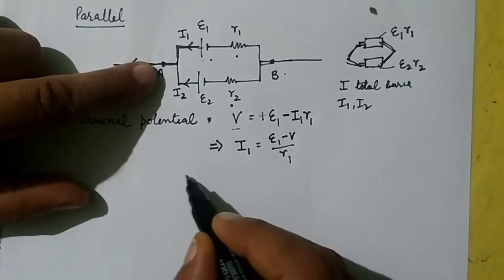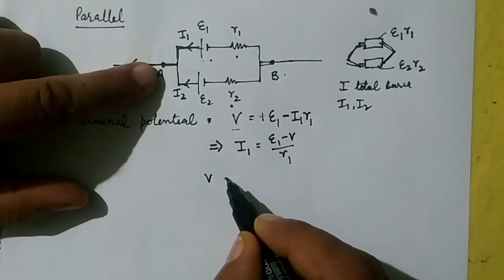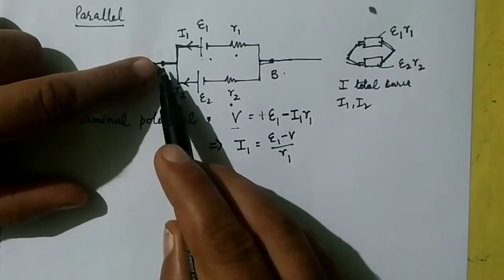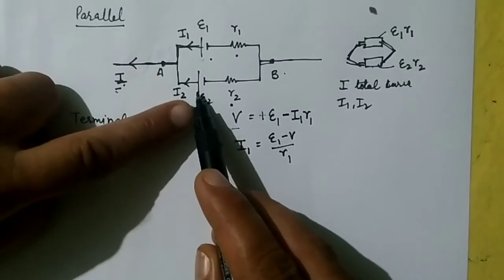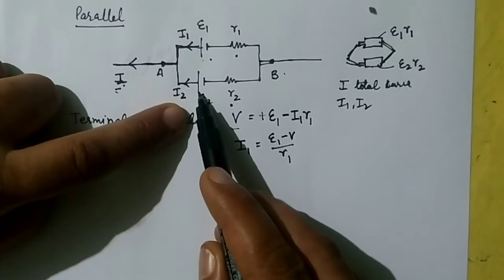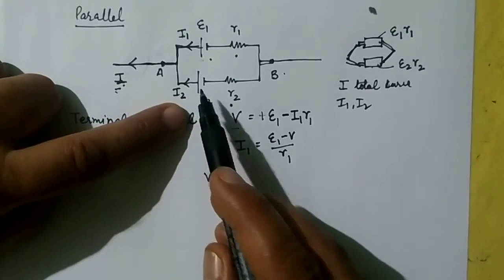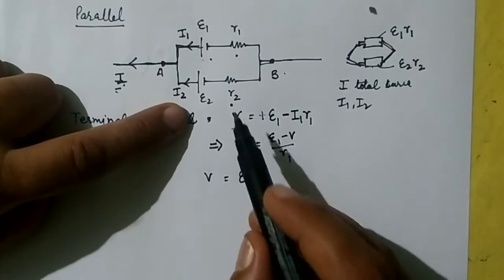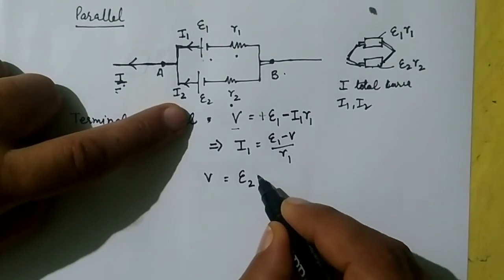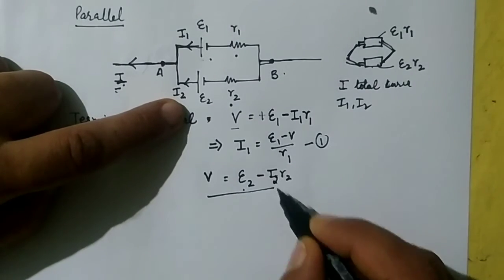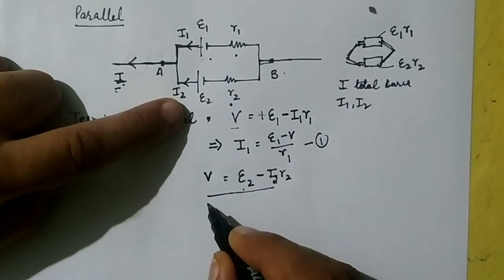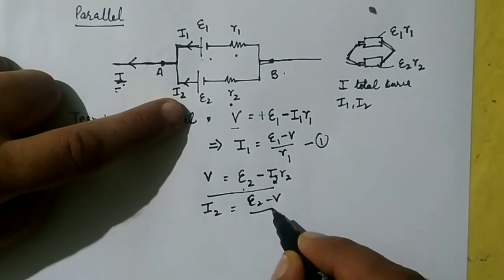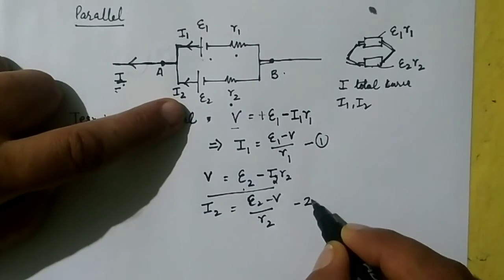Now calculate the terminal potential from the downward E2 section. As you move from A, here also the current direction is according to the cell, so it is discharging of a cell, so it becomes positive. So E2 is positive. This resistance always consumes the energy, so it is minus I2 R2. From here also I will calculate I2. So it is E2 minus V divided by R2. So this is our second equation.